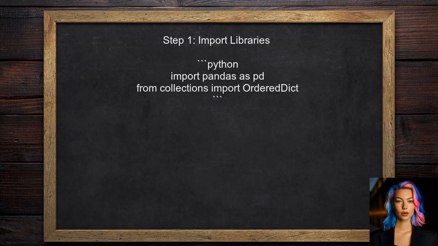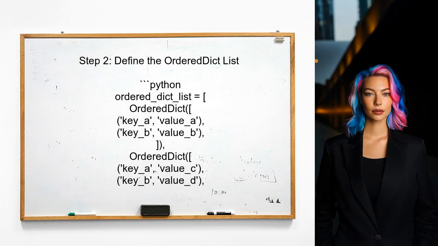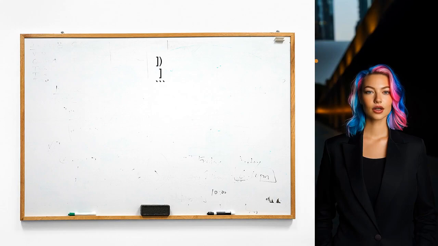To create a Pandas data frame from an ordered dict while preserving the order of the keys, the user should first import the necessary libraries. This includes Pandas and collections. Next, the user should define their list of ordered dicts. This is where the data is stored in the desired order.